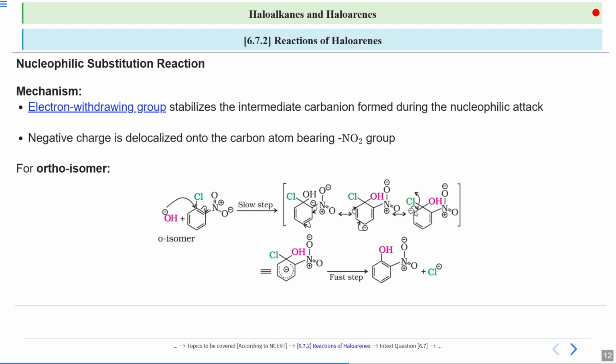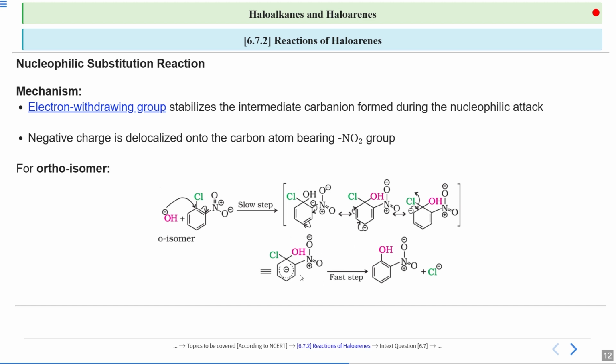Now what will happen? This negative charge will go here and form a double bond with this carbon, and the chlorine along with its electrons will be removed from here. Okay, and you will get your final product. So this is an intermediate state where this resonance is happening, and you can overall show it with this structure. All these steps are equivalent to this structure, where we show that the negative charge is delocalized over the carbons, including the carbon at which the NO2 is present, and you get this intermediate.